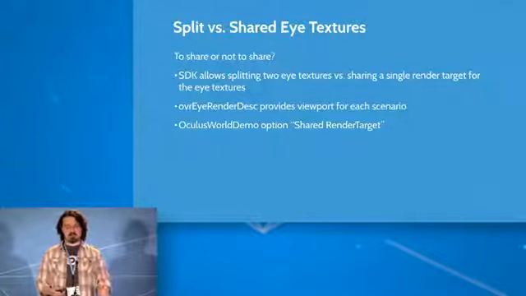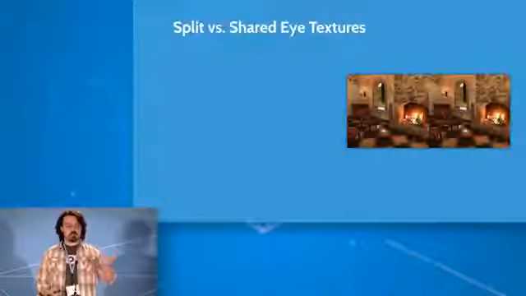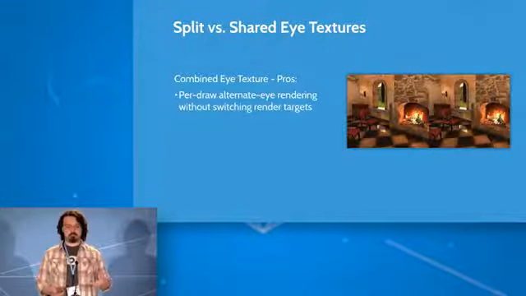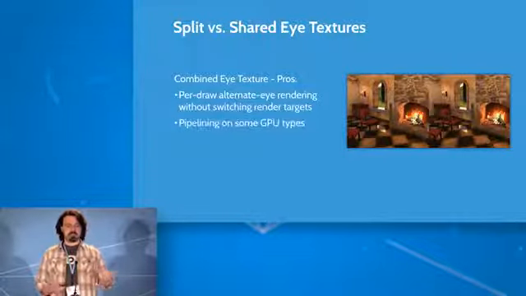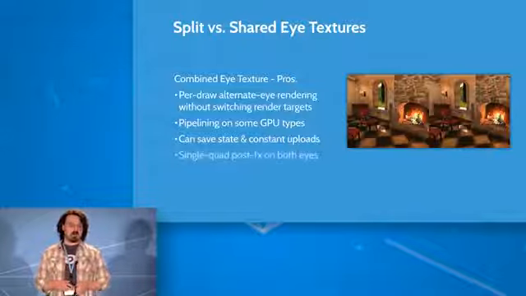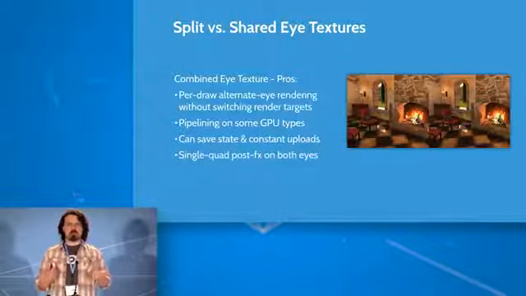We have that as the shared render target option. Obviously, it's not interesting to just look at visually what it looks like, because ideally it'll just look the same. You want to actually look into the code and see how it's doing things differently. So the reason why we bring this up is because there are pros and cons to going about both ways. When you're doing a combined eye texture, for example, and this is also the way Unreal 4 does it, every draw call, you can alternate your eye buffers without modifying your render target.